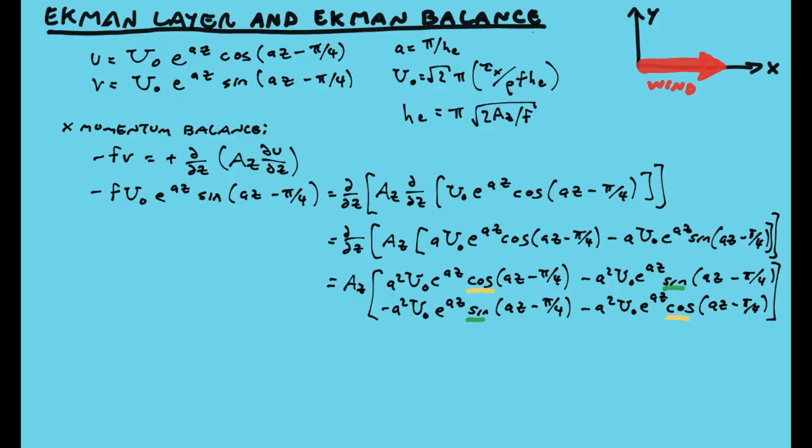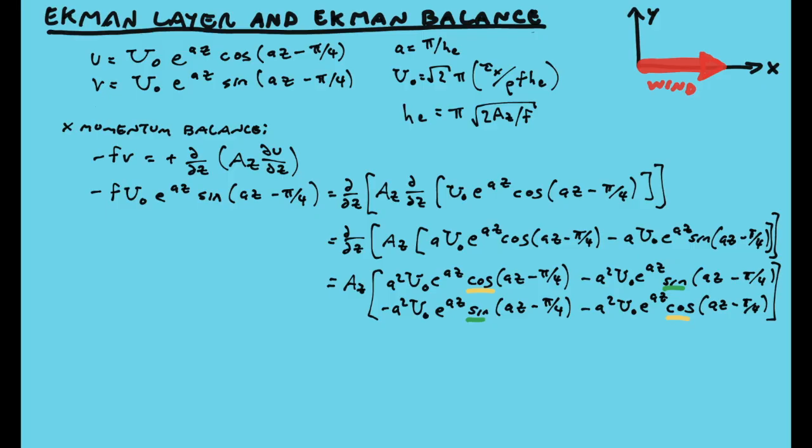And remember, we have to apply the product rule. So we have to take the derivative of e to the az, as well as the derivative of cosine. So in doing that, we come up with a u naught e to the az times cosine minus a u naught e to the az times sine. The next step is taking the second vertical derivative. We're going to consider az to be constant with respect to depth, so it can come outside of the vertical derivative, but we still have to take the ddz of everything else in the brackets.